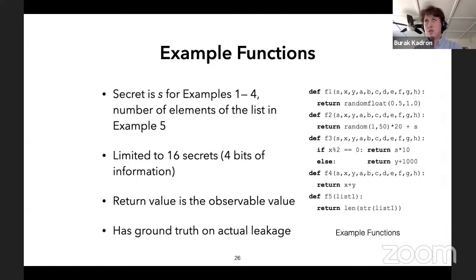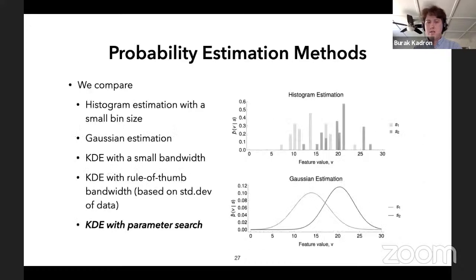And we crafted these to capture interesting input to observable relations. And one of the reasons is we have ground truth on how many bits these distributions leak. So we can accurately estimate how close we are to the actual distribution. And for probability estimation methods, we compare histogram estimation with a small bin size, Gaussian estimation, KDE with a small bandwidth, KDE with a rule of thumb bandwidth, which is commonly used based on standard deviation. And what we use, KDE with parameter search.